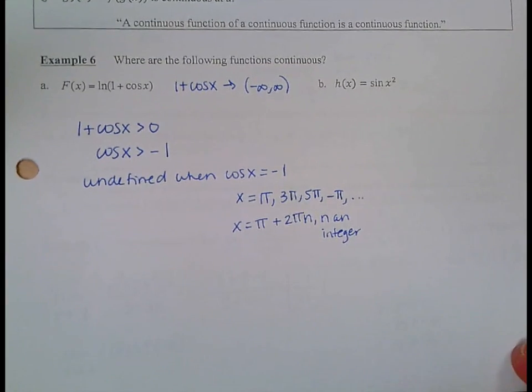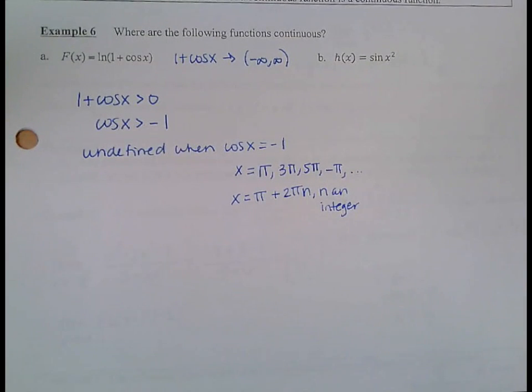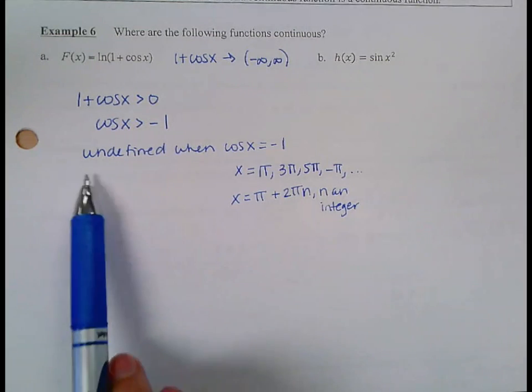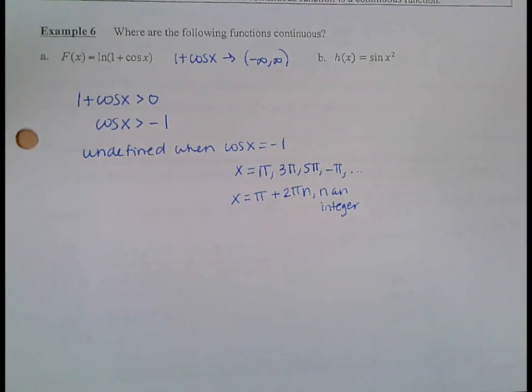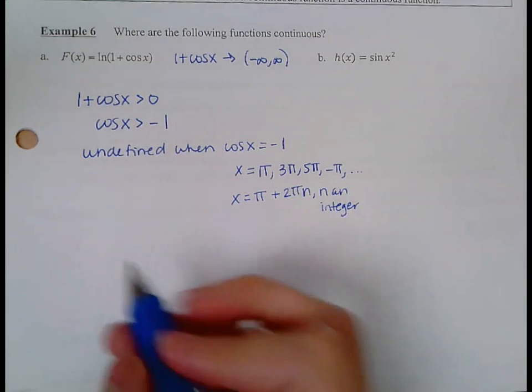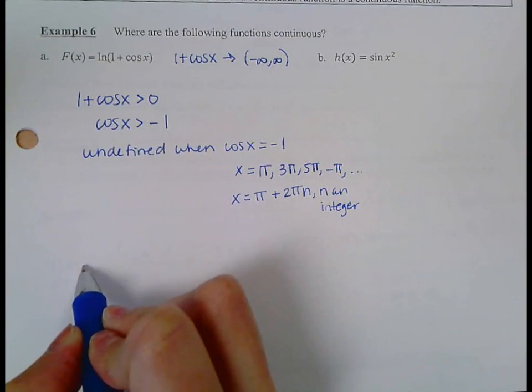Question? Yeah. So could you also just envision the graph of cosine? Yep, you could envision that as well. So then, how to write this? I know I said it's undefined when. I'm not going to write this in interval notation because there are going to be infinitely many separate intervals. So to write this, I would say it's continuous.